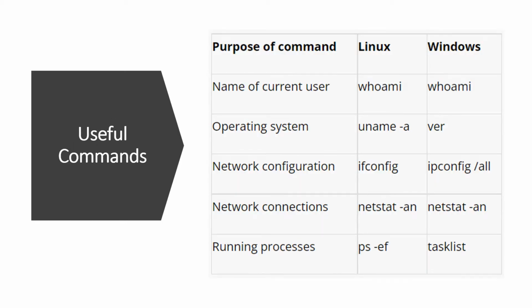useful commands. Here are some useful commands in OS command injection. Firstly, the name of the current user. Here I will take two systems, Linux and Windows. In those systems, we can use these commands for OS command injection: the operating system command, network configuration, network connections, and running processes. These are some useful commands.